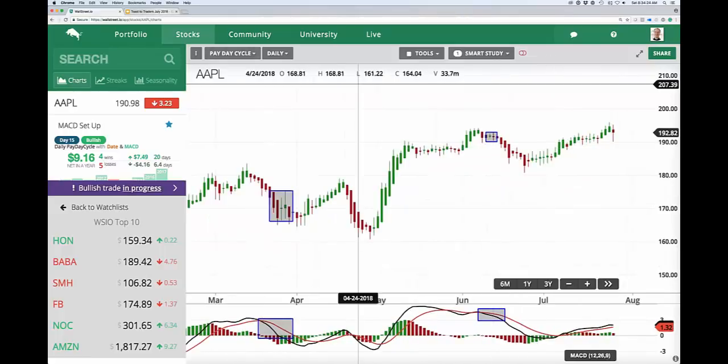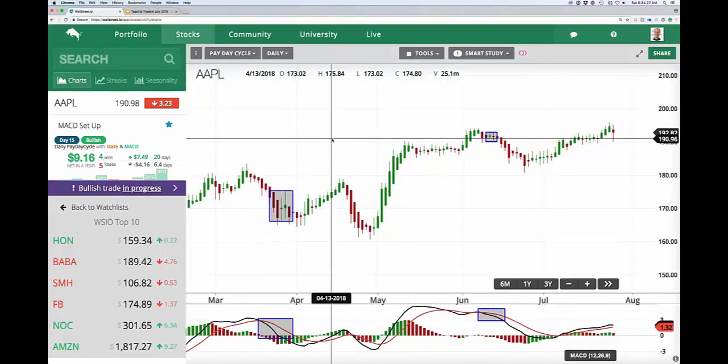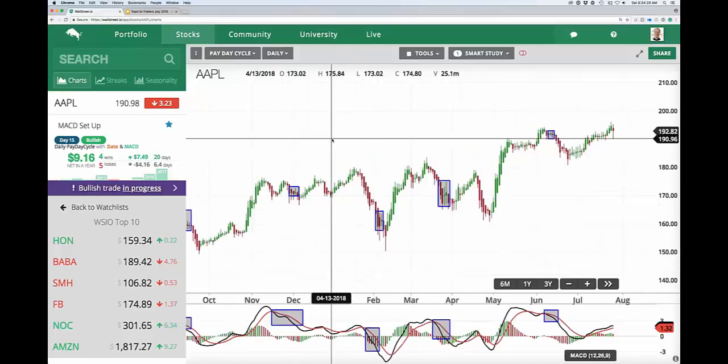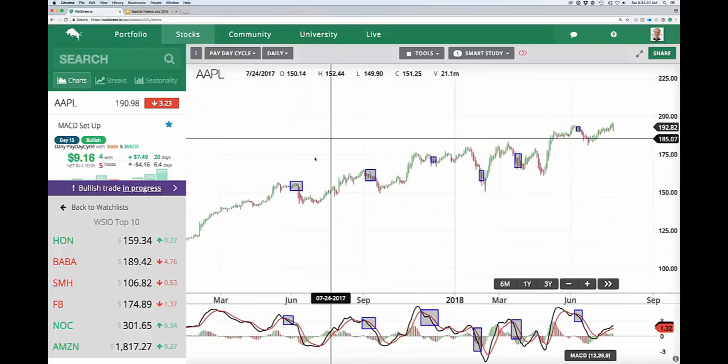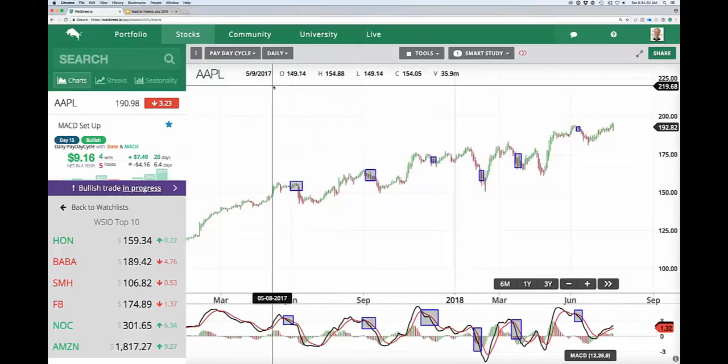Again, we're using payday cycles, the MACD, right? And the last one is seasonality. Okay. Now, I want to jump into seasonality for a second. I'm going to kind of leave these same things highlighted here for you. Okay. We have the pump fakes and everything like that highlighted.